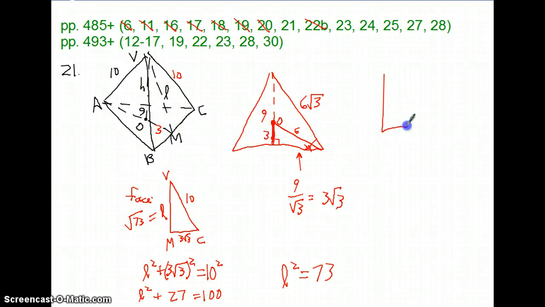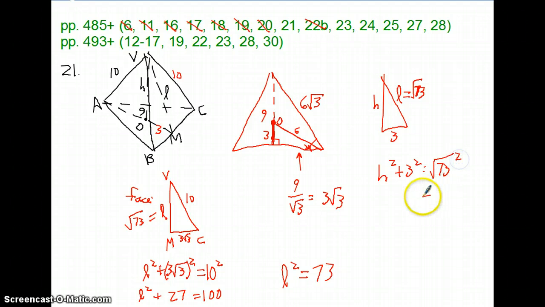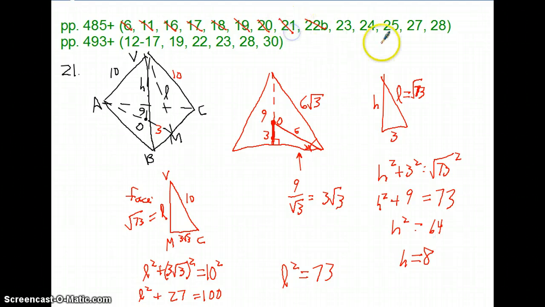I can put that into a triangle now, this invisible hanging triangle here, with L, H, and 3. This is the square root of 73. So H squared plus 3 squared equals the square root of 73 squared. Well, the square root of 73 squared is about the easiest thing I've had to do all day. And that's 73. And so H squared is 64. Oh, look, it's a nice number. H is 8. Okay, there we go. I'm going to have to pause this now and get back to you for the rest.